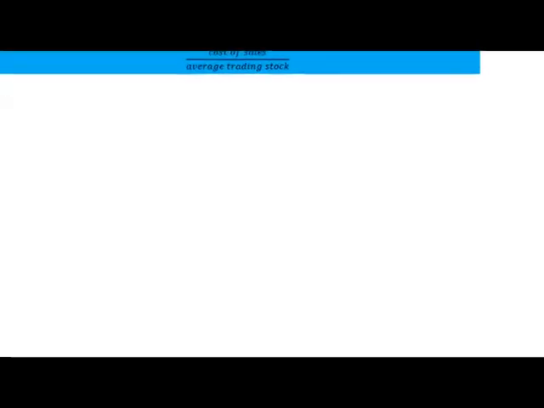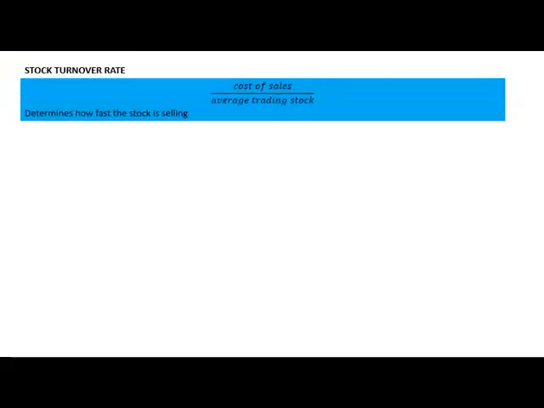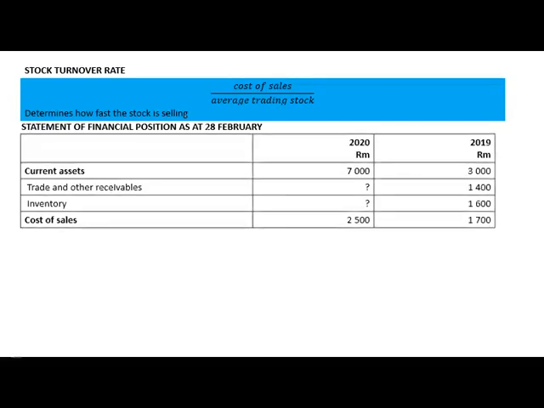All right. Another ratio that has inventory in it will be your stock turnover rate. And for your stock turnover rate, I will start with the formula. It's cost of sales divided by average trading stock. And this ratio determines how fast the stock is selling or how often you sell stock in a year in most cases. Under inventory is normally according to the period that you're given there. And let us do one example on that.